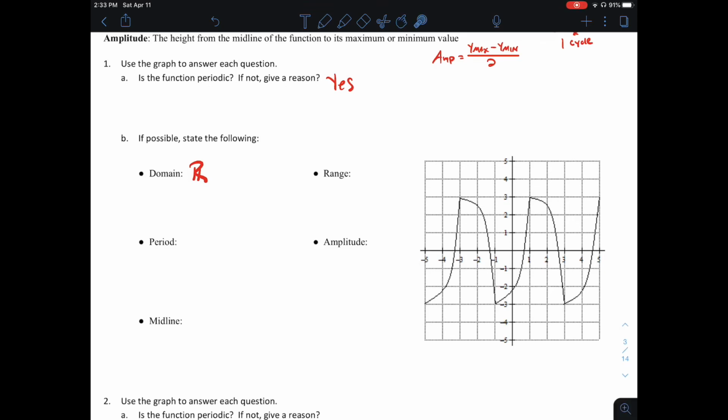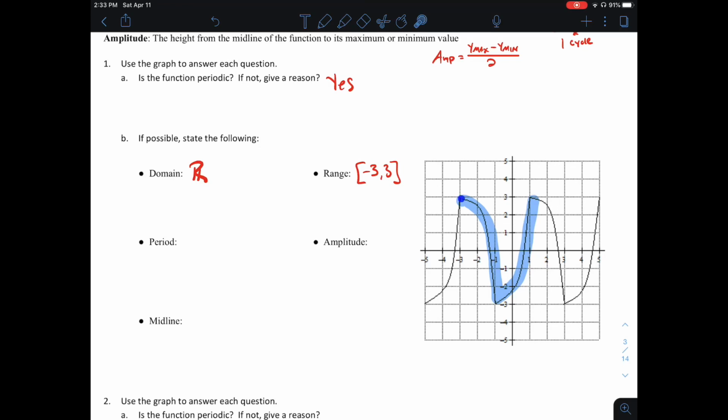What's the range? Well, that's how high up or down this graph goes. It goes as low as -3, goes as high as 3, and everything between it is included. So the range, we're going to say, goes from -3 to +3 inclusive. But what's the period length? Well, the period length is the horizontal length of one complete cycle. So once again, I'm going to trace over one cycle.